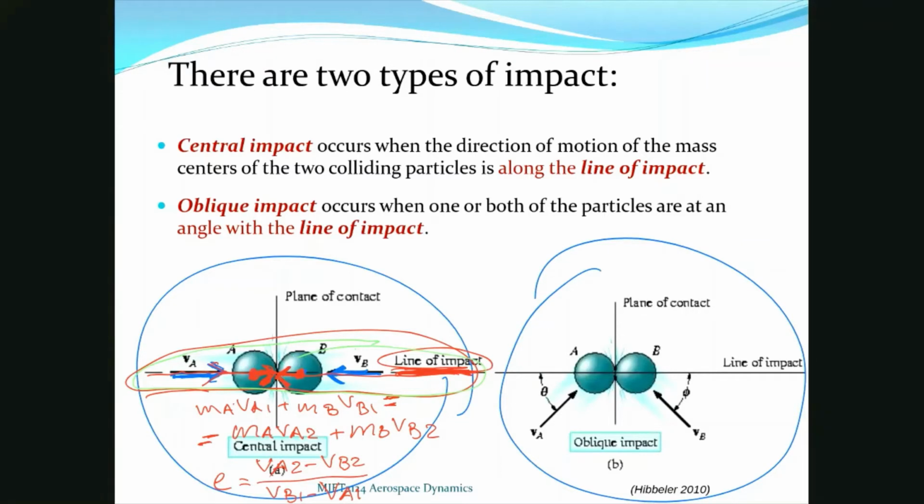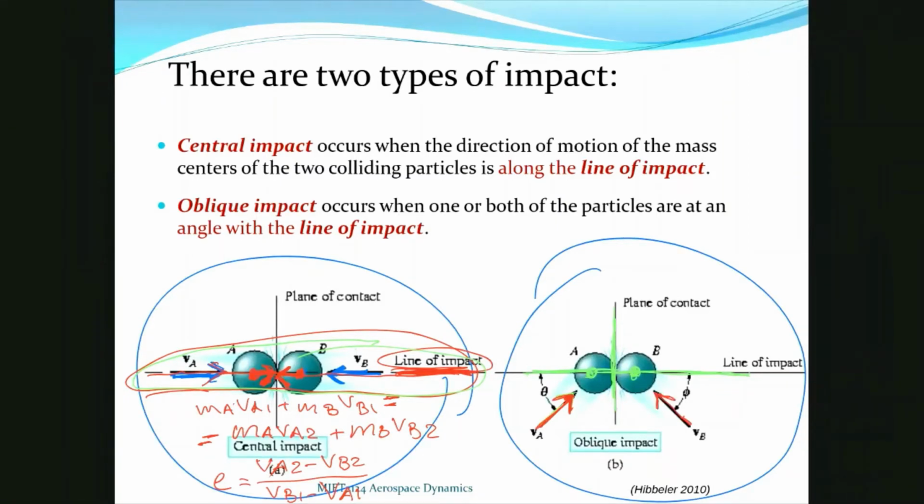Now we are going to look at oblique impact. And oblique impact will have also two axes. The line of impact will go through the centers of gravity. That's where the line of impact is. And velocities will be at some angle in respect to the line of impact, not as it was before, but at some angle. Before it was all along the line of impact. Now we can have one or both not on the line of impact.